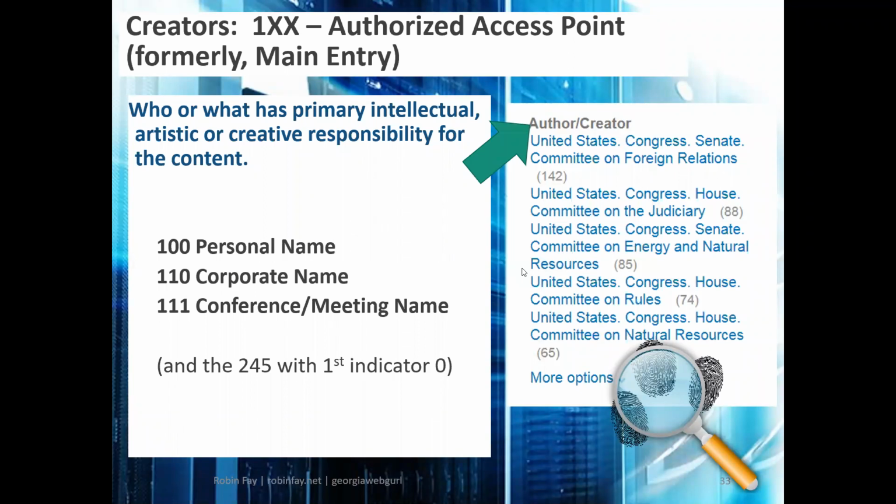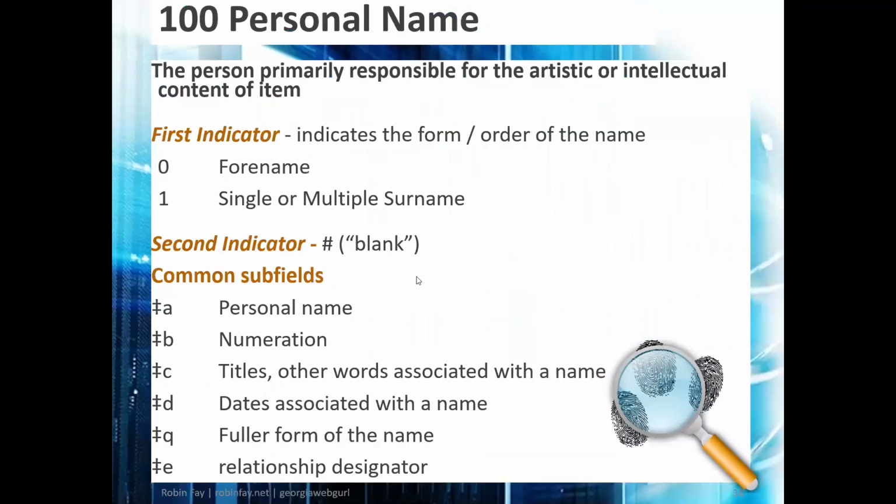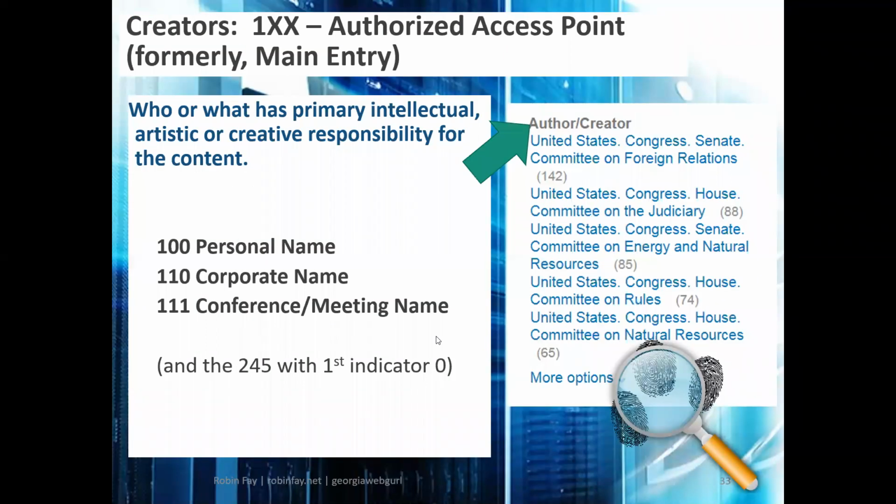If you have a 100 field or 110 or 111, any one XX field, then your 245 will be a first indicator. Let me make sure I'm getting this right. Your 100 indicator will tell you the order of the name, and then your 245, your first indicator will be 1. I've got it backwards. Anyway, we're going to look at examples in just a minute.